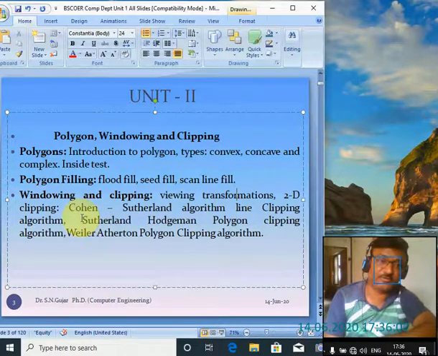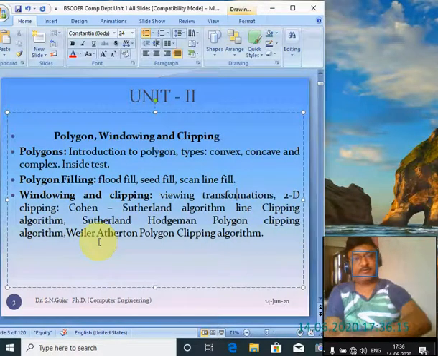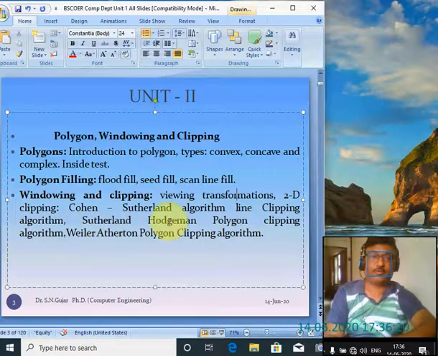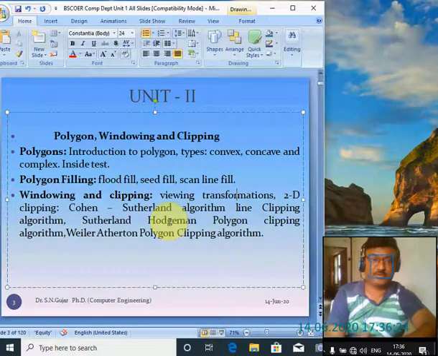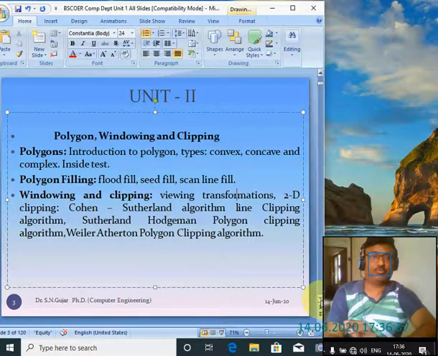The second one is the Sutherland-Hodgman algorithm for polygon clipping. Here you consider any polygon and any window, and you clip that polygon. The outside parts of the polygon you erase, and the inside parts of the polygon you display. The third one is the Weiler-Atherton polygon clipping algorithm. These are all the contents that you are going to learn in unit number 2.